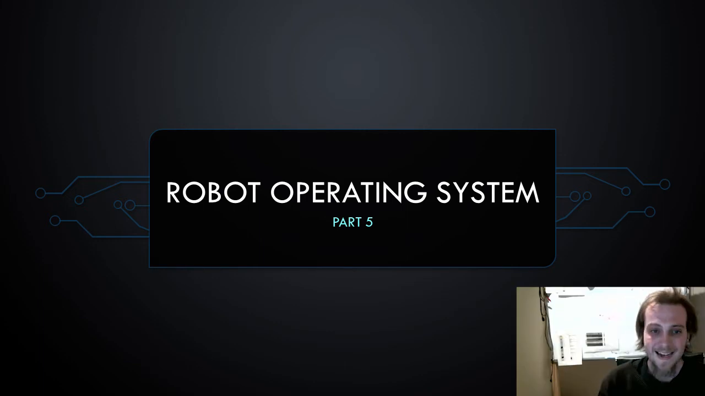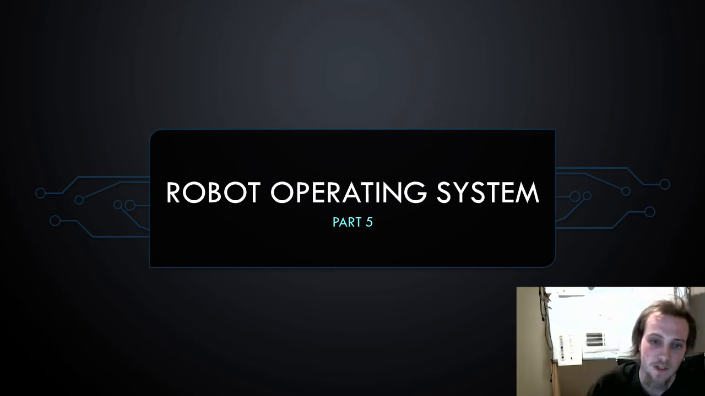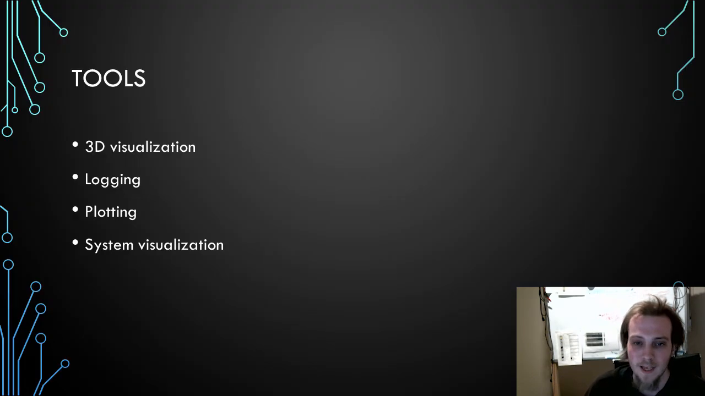Alright, welcome back. In this lecture we're going to have a brief look at the tools we can use in ROS. Whilst they are not necessary to run a robot, they are helpful for things like 3D visualization, logging data, plotting data, and also visualizing the system and its interconnections.